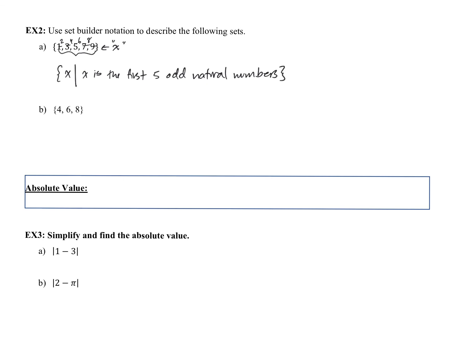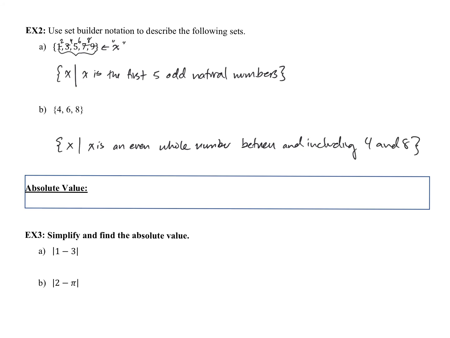Now go ahead and try to describe the set from part B. Okay, well let's see, looking at all of these, they're even numbers. They could possibly be in the natural set or the whole number set. So either one, remember there's no perfectly one right answer. I might describe this as x such that x is an even whole number between and including 4 and 8. That's a super long way of writing it. There are probably simpler ways, but that's a way of describing it.